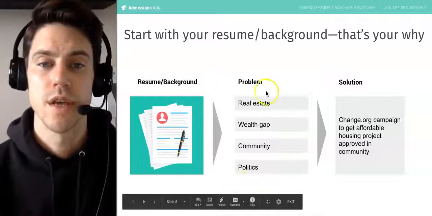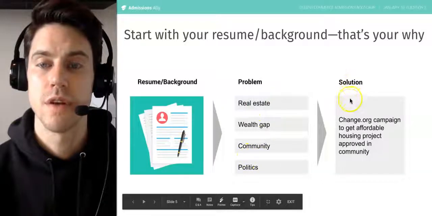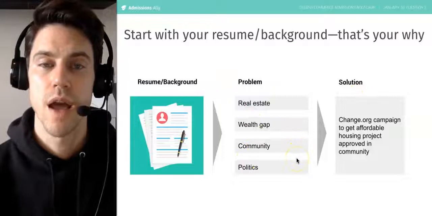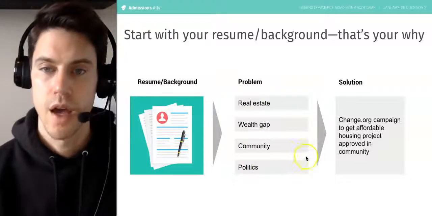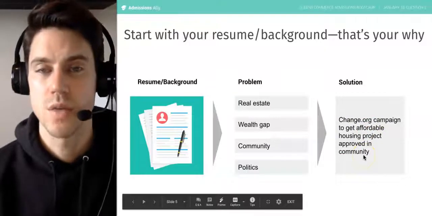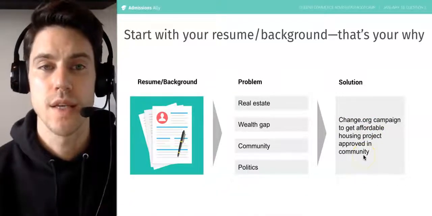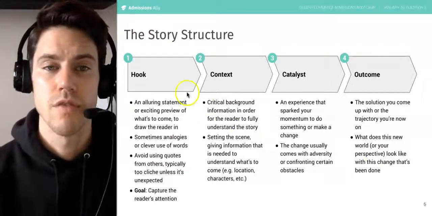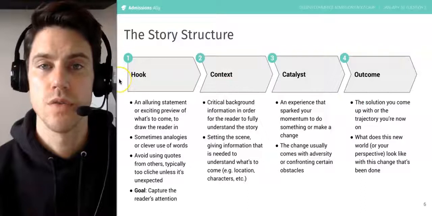So for instance, if you combine all these, it's very easy for you to create a solution that is going to be really effective at talking about how you took action on this problem. And I'll go into this solution a little bit more in detail as we explore the essay example that we wrote up here. Follow the story structure, which is a 4-step structure to telling a story.